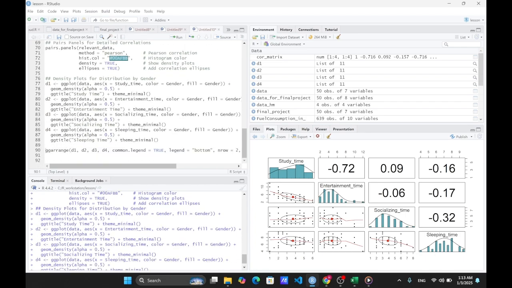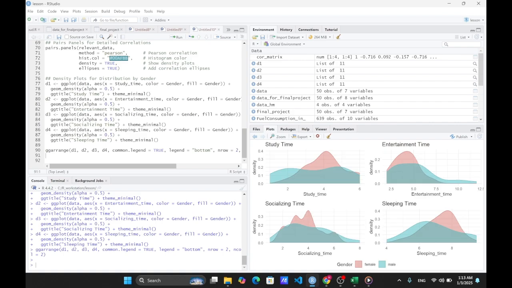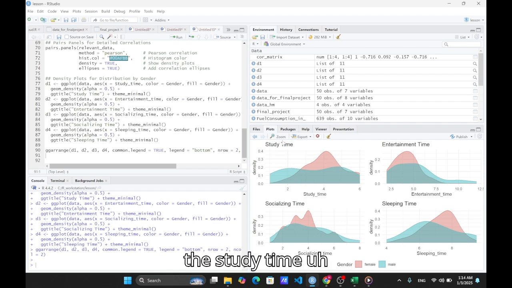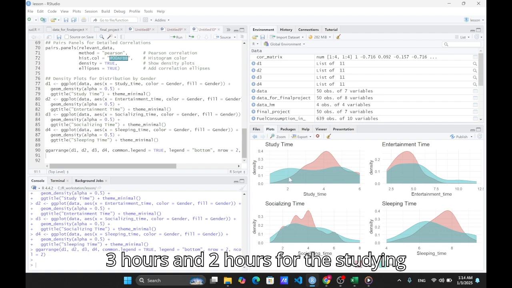After that, I create the density plot. From the density plot, we can compare the four variables between male and female. As you can see, the pink one is the female and the blue one is the male. In the study time, most of the females spend 4 hours for studying, and most of the males spend around 3 hours and 2 hours for studying.